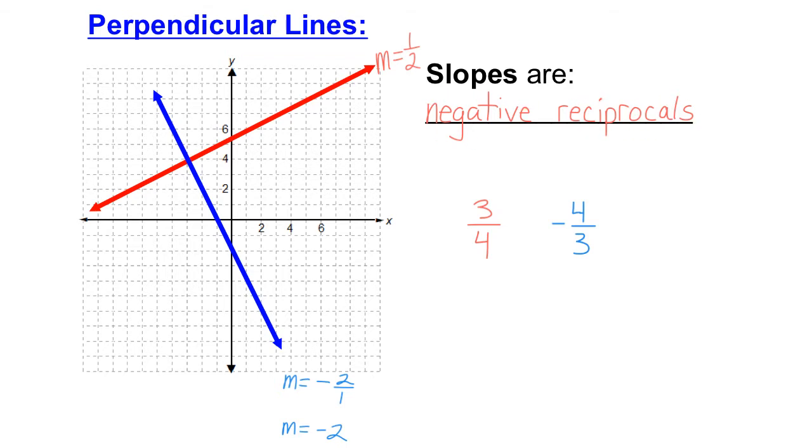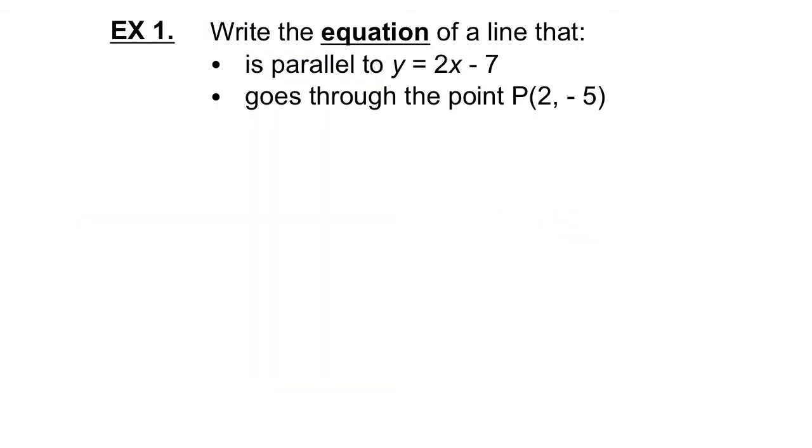Reciprocal means you flip the fraction, switch the numerator and denominator, and negative means you switch the sign from positive to negative or negative to positive. So let's try an example. Write the equation of a line that is parallel to y equals 2x minus 7 and goes through the point P with coordinates 2, negative 5.